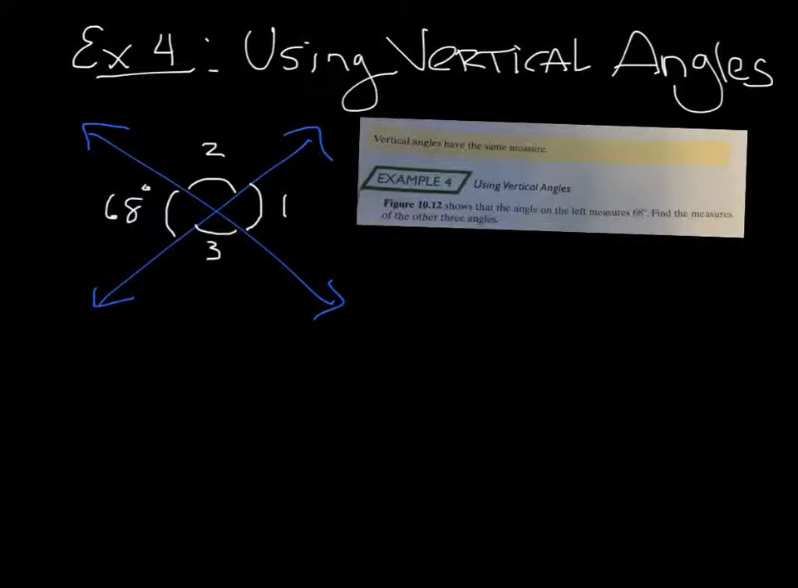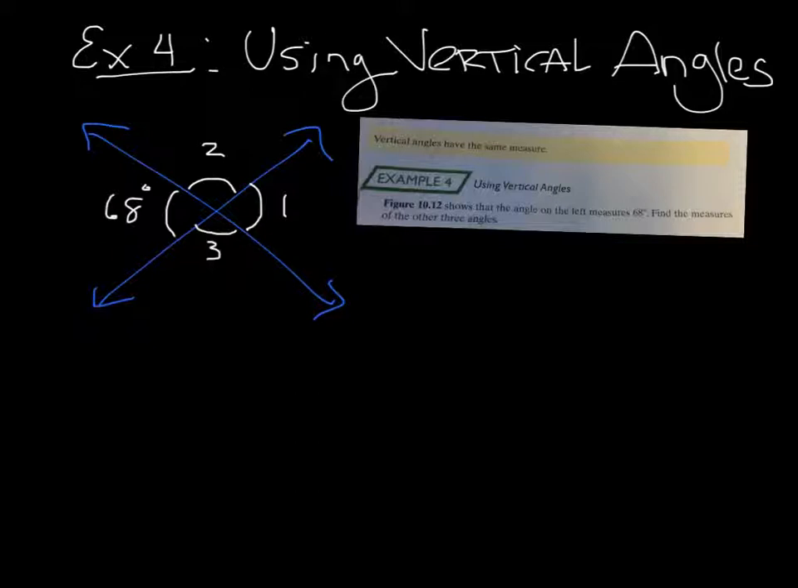So the goal is to show, this is a mini proof if you want to say, show that the angle on the left measures 68 degrees. Now notice they have these different arcs here. So this is angle 1, this is angle 2, 3, and then of course 68 degrees. So the picture says 68 degrees, but we have to show by using definitions that this is in fact 68. So you're proving this to me.